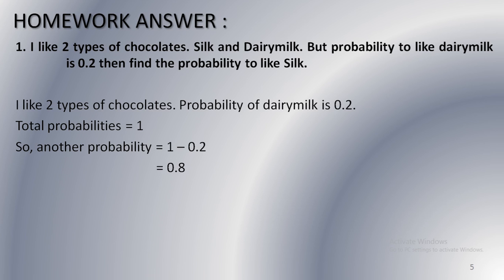It's the homework answer and the question is: I like two types of chocolates, Silk and Dairy Milk, but the probability to like Dairy Milk is 0.2. Then find the probability to like Silk. Now the total of both probabilities equals 1, right? So the probability to like Silk equals 1 minus 0.2, because the probability to like Dairy Milk is 0.2 and the total probability is 1. So 1 minus 0.2 equals 0.8. Got it? Now go to the next.